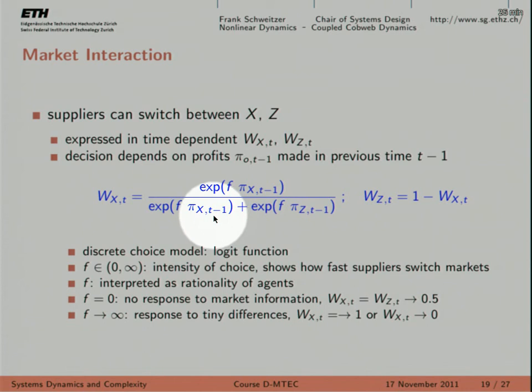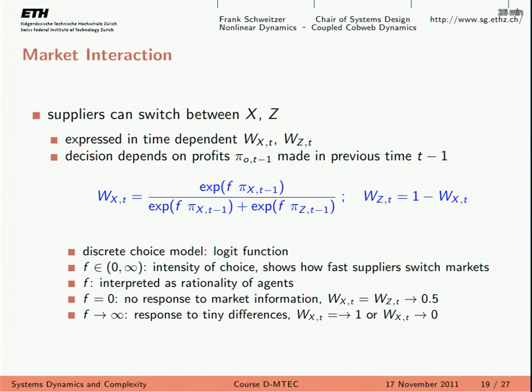They're very sensitive. The same thing for Z. If the profits in market Z become just a little bit positive, this is one, but this is infinity now. And the whole thing would be zero, so nobody would go to market X anymore. This is WX. And this is the logistic function.